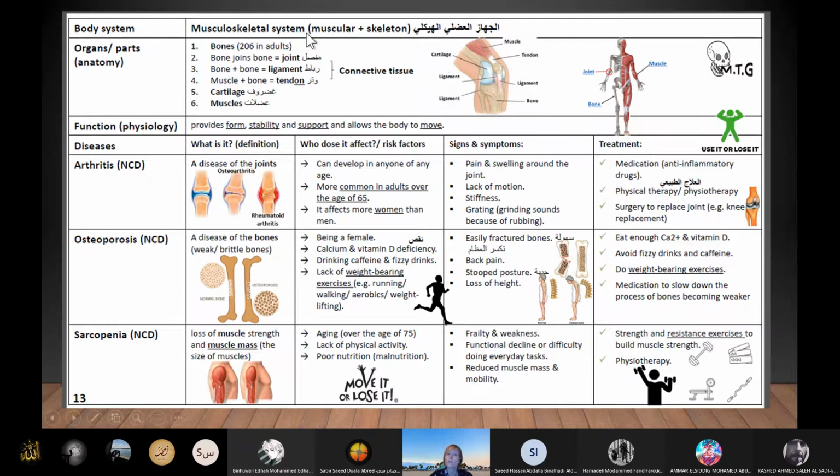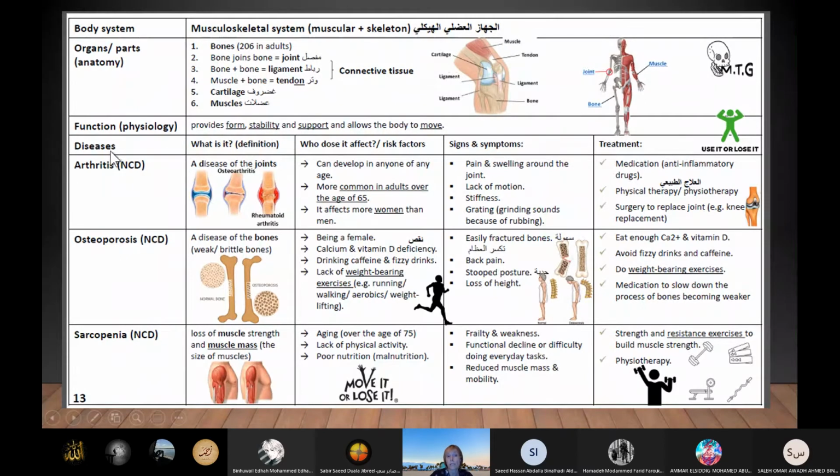Right, so musculoskeletal system now. That's made up of bones, which we have 206, and then we have joints and ligaments and tendons and cartilage and muscles. All of those things together make up our musculoskeletal system. The function is to provide form, to provide stability so that we can hold ourselves up and support our movement, and allow our body to move.